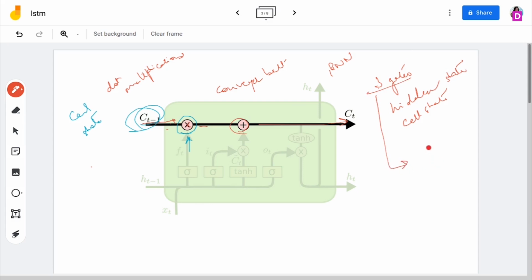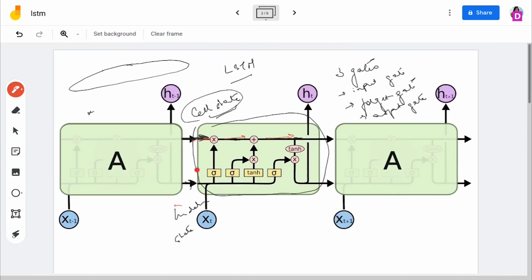So what are the 3 gates? You have the input gate, the forget gate, and finally the output gate. You start with your forget gate. In the forget gate, what happens? It passes through a sigmoid function. Sigmoid values lie between 0 and 1. So this tells you how much you want to remember or how much you want to forget of the input.